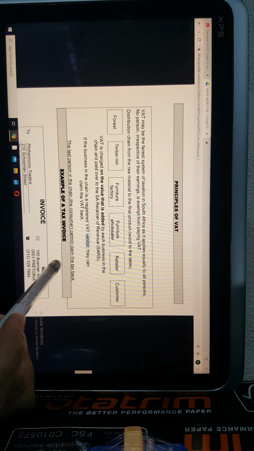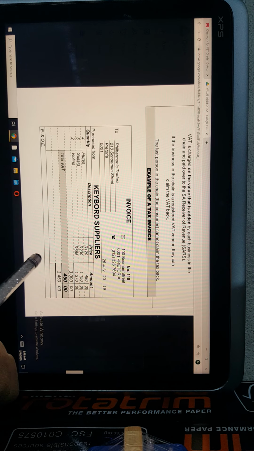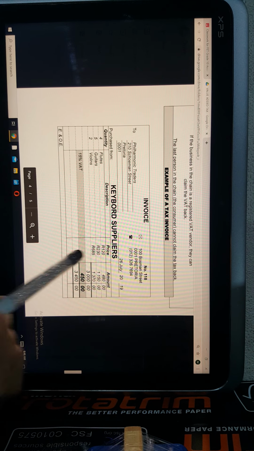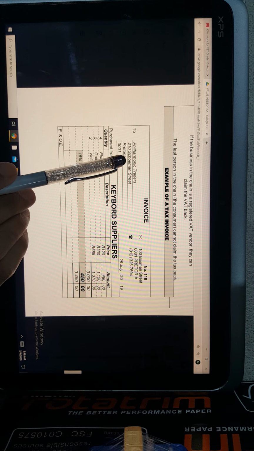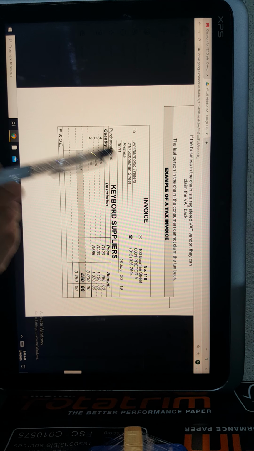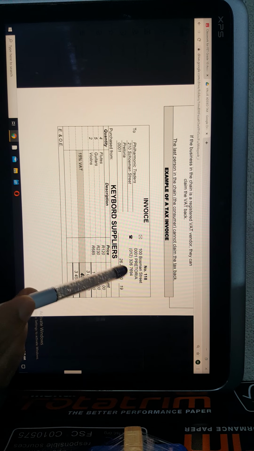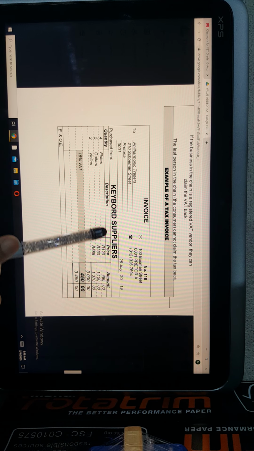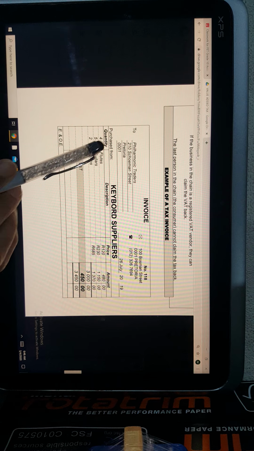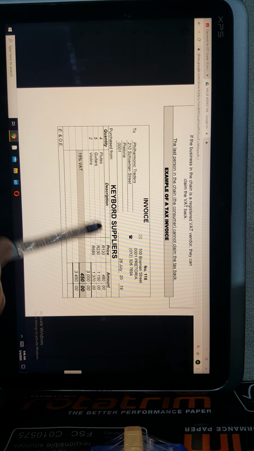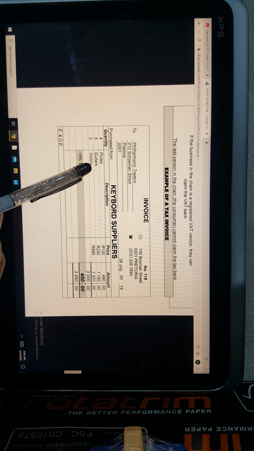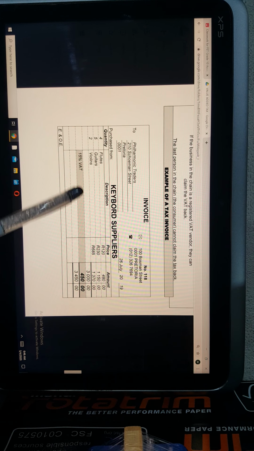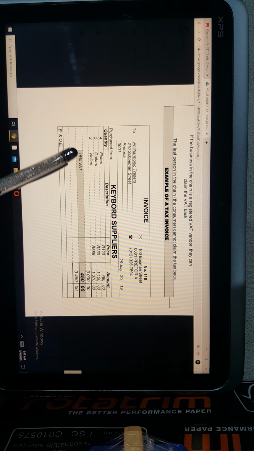Okay, so let's look at this example of a tax invoice. This is how we go to the shop, and we've gone to Philharmonic Traders. There's your address, and there's the address. It's an invoice. So we've purchased from keyboard suppliers. What did we buy? 4 flutes. Okay, it looks like a music shop. 5 guitars, 2 violins.